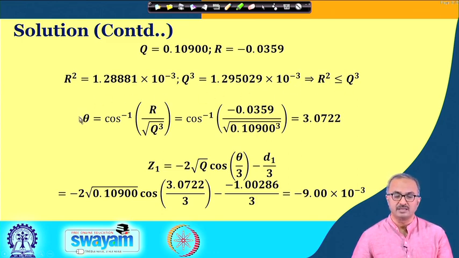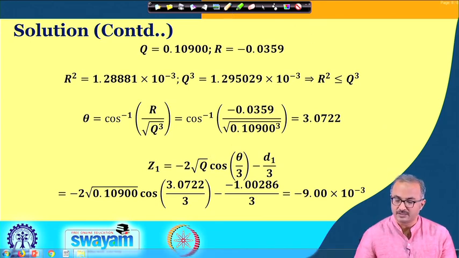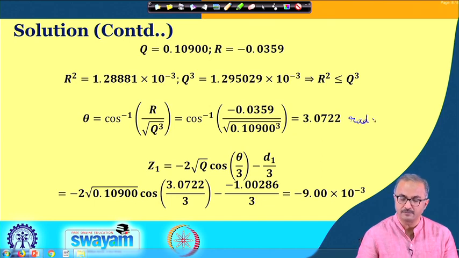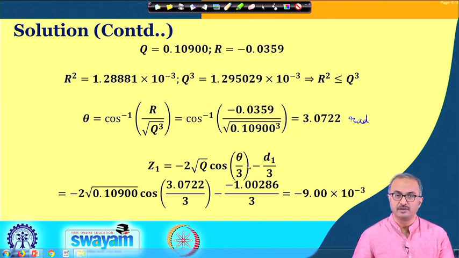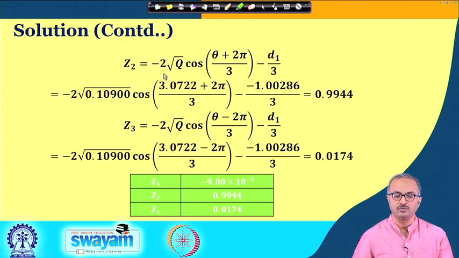In that case, the solution is that we have to find out the value of theta, which comes in terms of cos inverse of r divided by the square root of q cubed. We put the value of theta here, and please understand this theta is in radians. We put this value of theta over here, we find the value of z1, and then we find the values of z2 and z3 from the expressions given by Cardano.